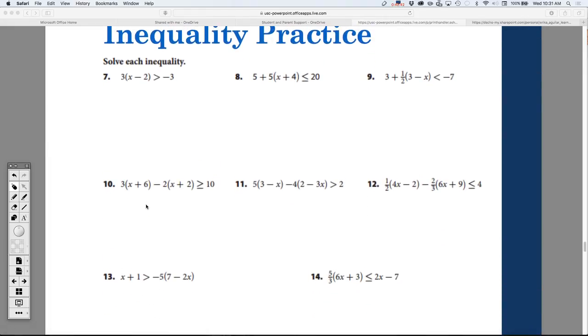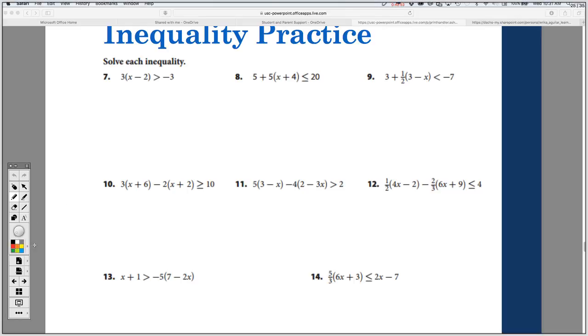Okay, let's start at 7. So remember there were 2 ways to solve this. I could either divide by the 3 on both sides, or I could distribute this 3 for both sides. Which one do you think is easier? Distribute? Okay. Well, that's your choice. I think either one will be okay. Let's just do both. That's the fun way to do it, right?